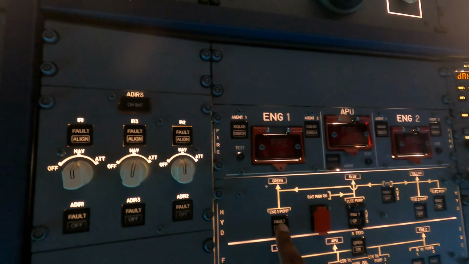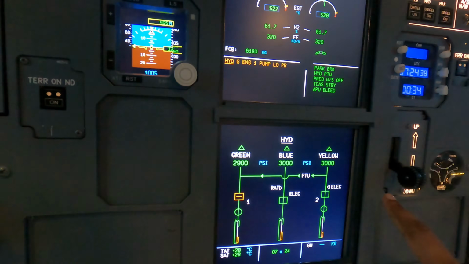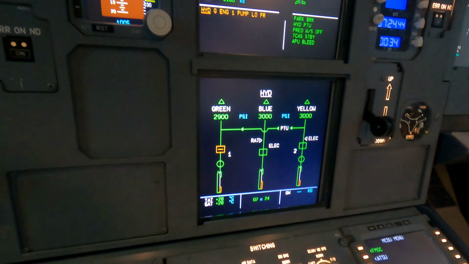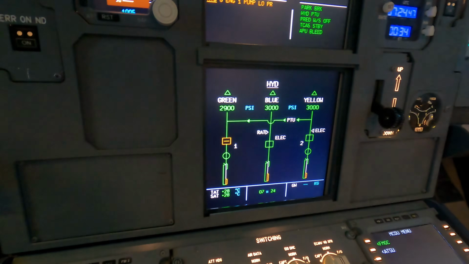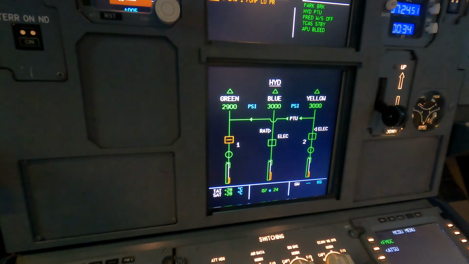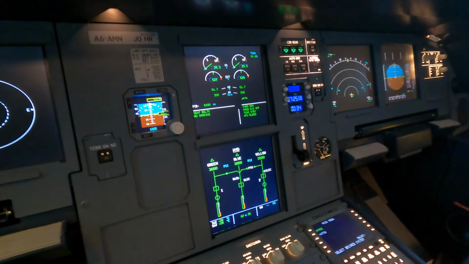Now let's turn off the green system. Green hydraulic system is going off. Here we go. It lost a little bit of pressure, but immediately the PTU kicked in and it's putting the pressure back in. There we go. And that is how basically the hydraulic systems work. So I'm going to turn the hydraulics back on again, and there we go. So that, my friends, is how you work the hydraulics.